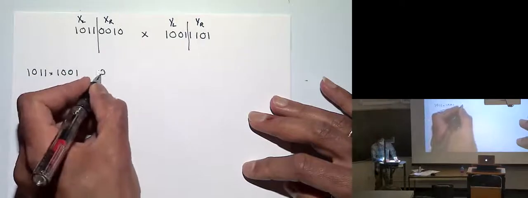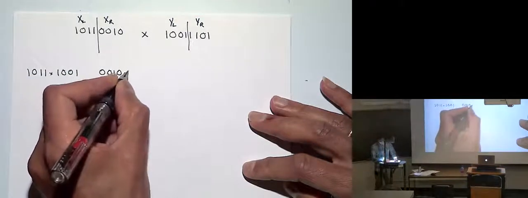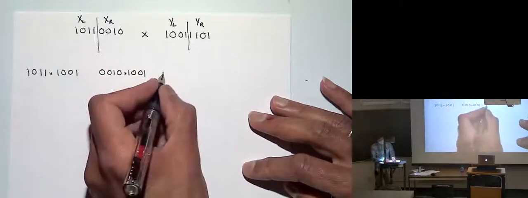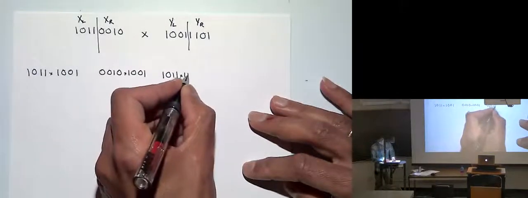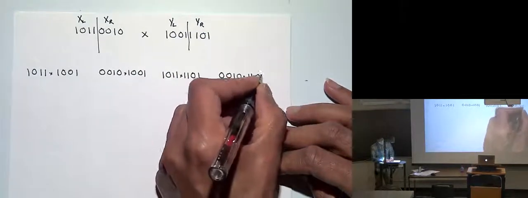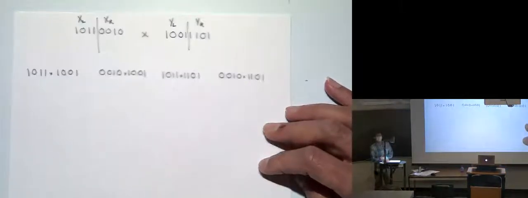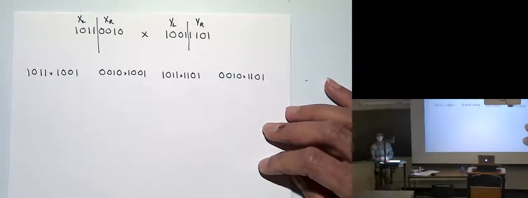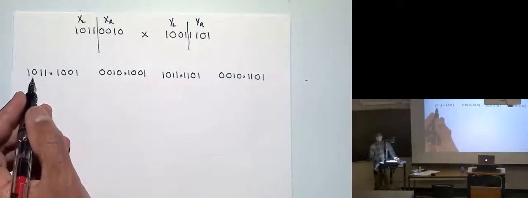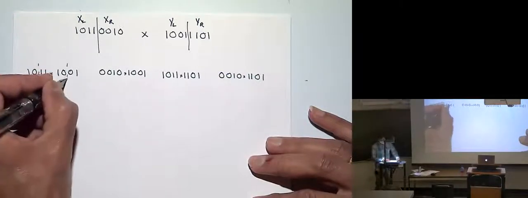Then we have to multiply 0010 times 1001. It's this product. Then you multiply 1011 times 1101 and 0010 times 1101. Those are the four products that we need to get. Now, each of these is going to generate four products, because you're going to split this in half.